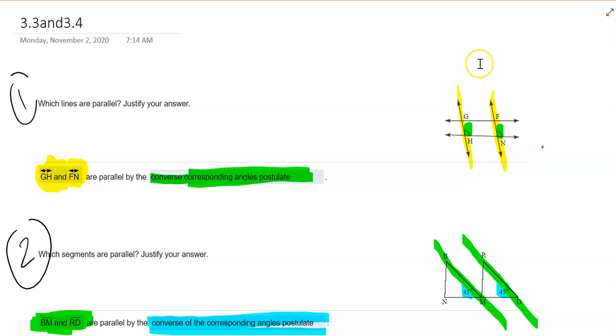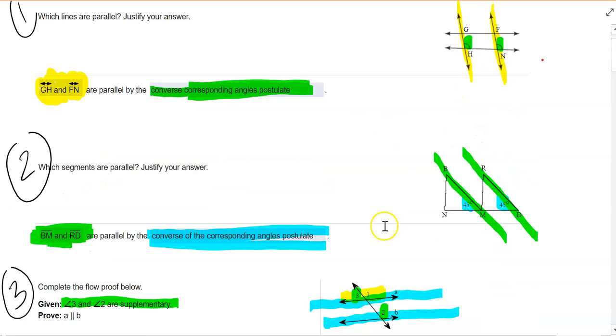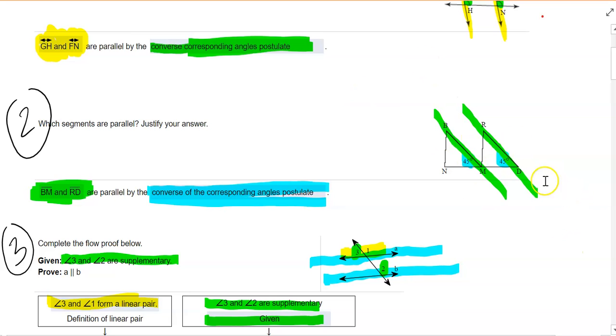One thing to keep in mind is that you might think, oh, the line HN goes through both of these, so those are the ones that need to be parallel. But actually we need one line through each of them. So that's why we have these highlighted ones here. Same thing with number 2. These are the lines that need to be parallel in order for these corresponding angles to be congruent.